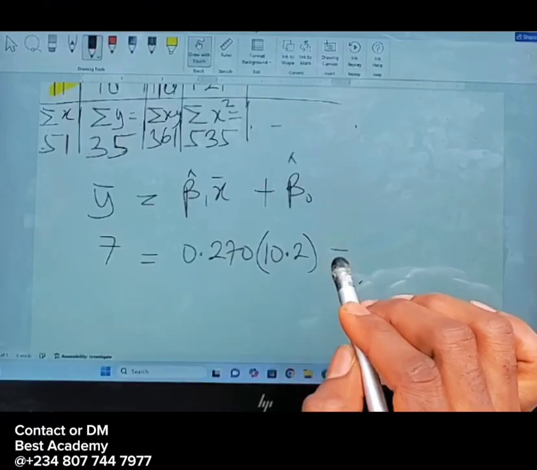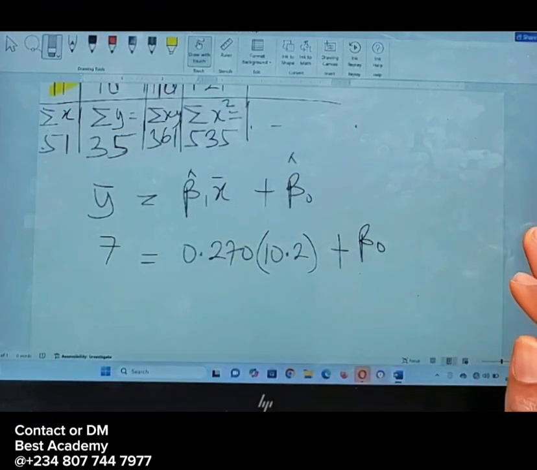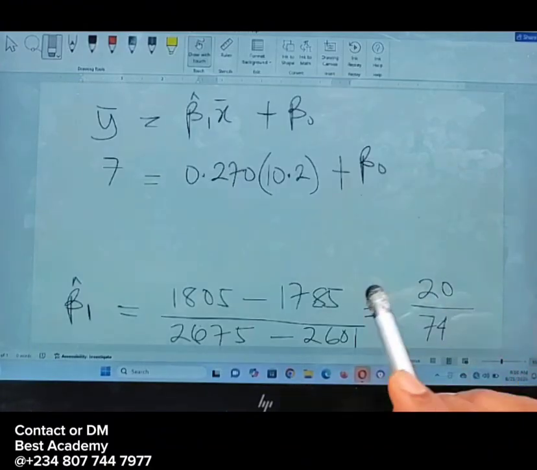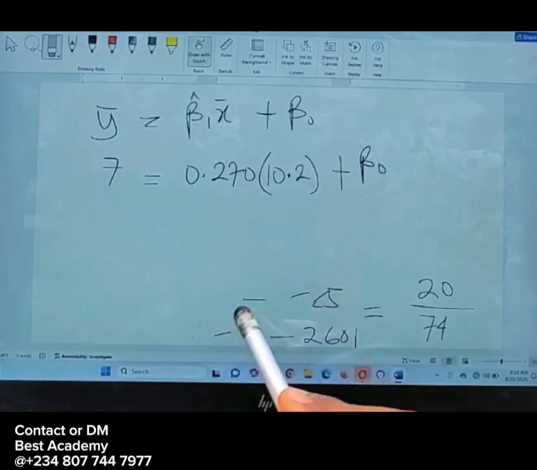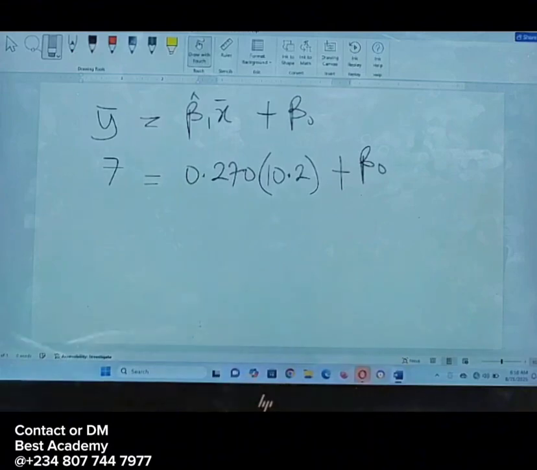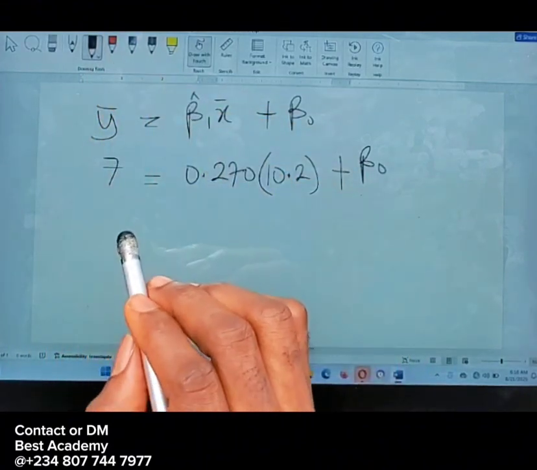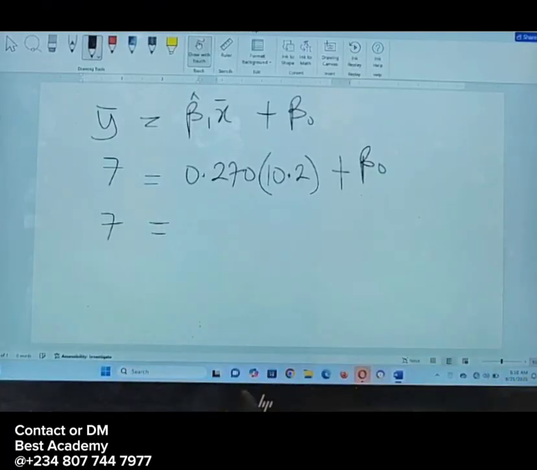Plus beta naught. So our intention here, class, is to make beta naught the subject of formula. So now let's make beta naught the subject of formula here. So let's calculate first. This will be 7 is equal to 10.2 times 0.270.